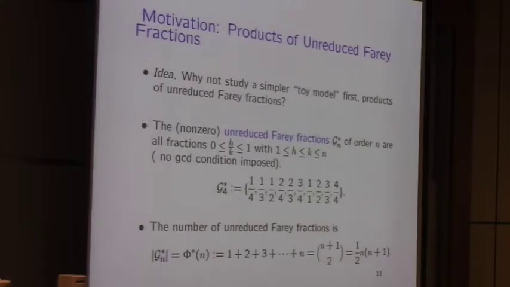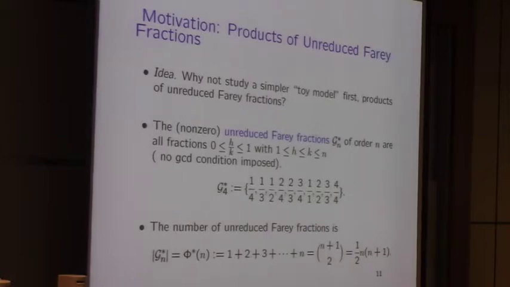Okay. So somewhere along the line, we realized that if you study Farey fractions there's a toy model that might be easier to analyze, and that's to study the unreduced Farey fractions, where we take all the fractions in the unit interval, even if they're not in lowest terms. So we just take all the fractions, h over k, between 0 and 1, with both h and k bounded by n. And we throw out all the ones that are 0. And this is the unreduced Farey fractions.